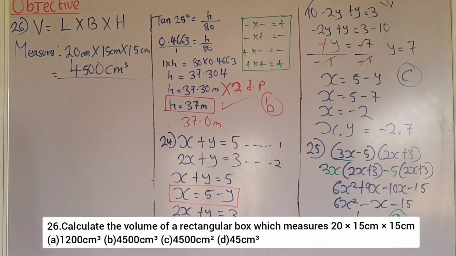Okay? Let me list the options. Option A is 1,200 centimeter cube. That is incorrect. Option B is 4,500 centimeter cube. That is correct. Option C is 4,500 centimeter square.